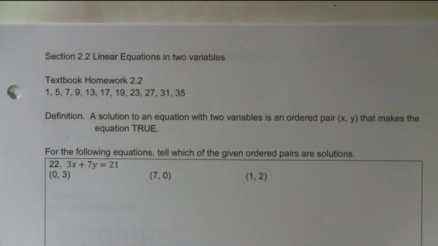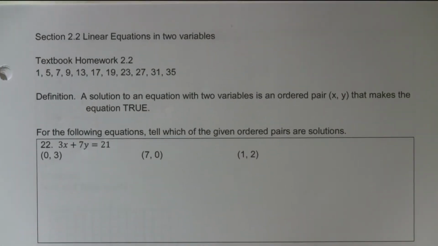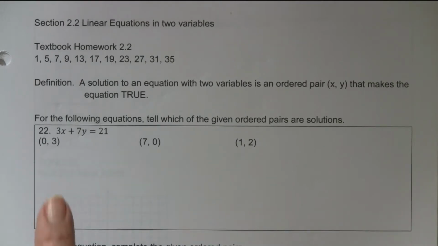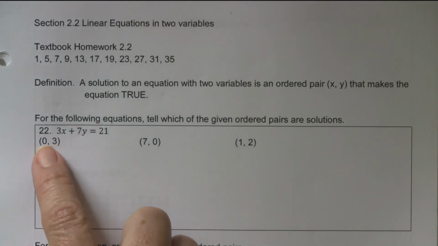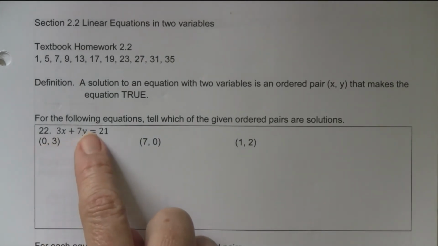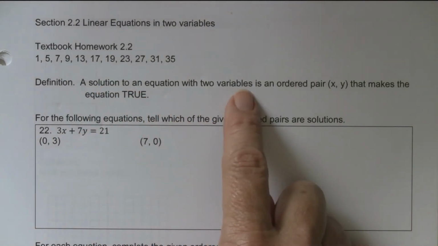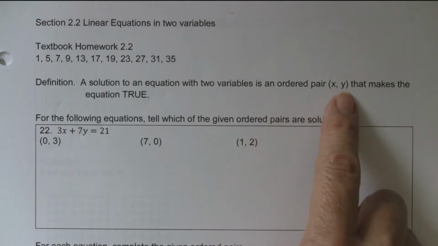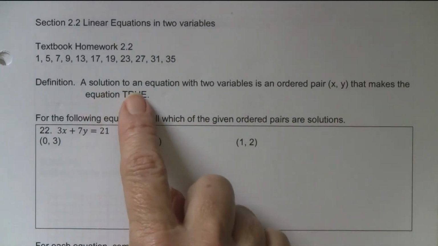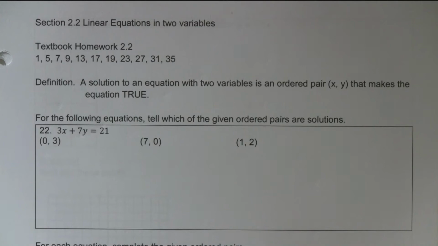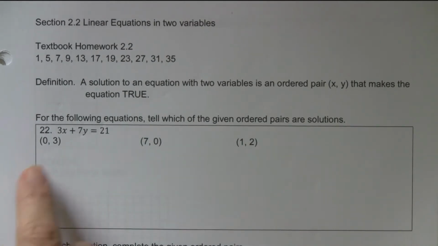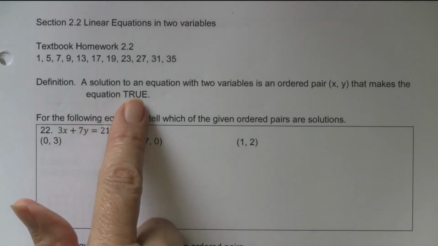2.2 is what we're going to go over today. Okay, so 2.2 is trying to get you to associate ordered pairs, which we learned about in 2.1, and equations. And they say a solution to an equation with two variables is an ordered pair, x comma y, that makes the equation true. And so true for an equation, remember, means the left side and the right side are equal to one another.